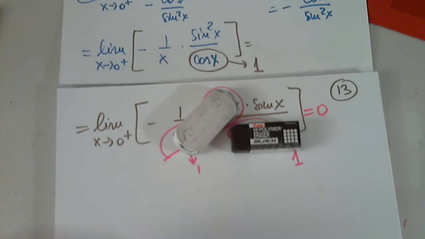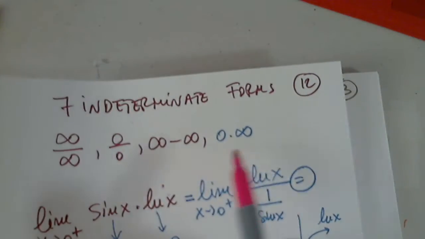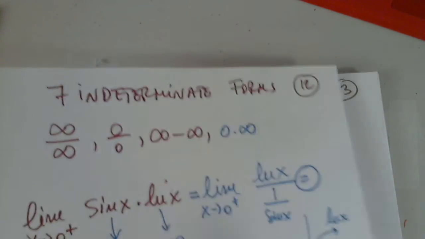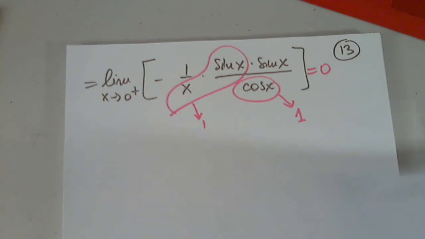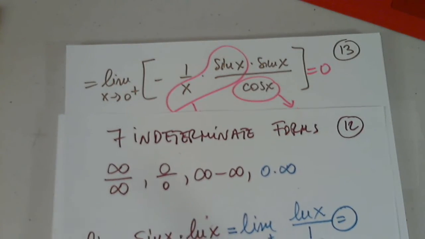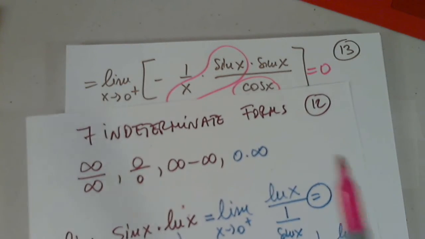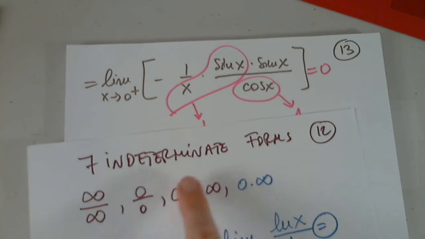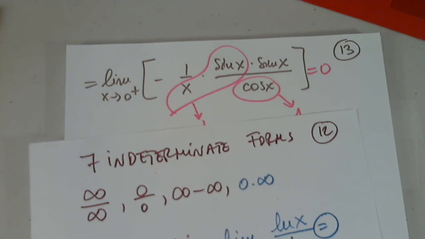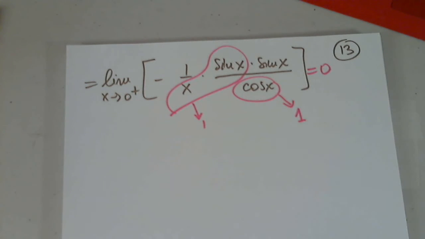However, this is by chance. We can never assume that 0 times infinity is 0. By chance, we got 0. But please do not ever assume and conclude. If you get 0 times infinity, you cannot say that this is 0. It's an indeterminate form. The answer can be anything. It happened to be 0. Okay? So that was another example.